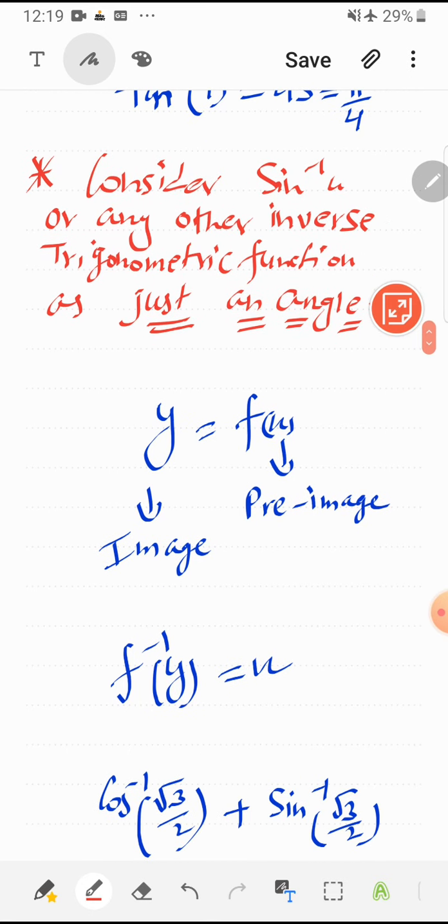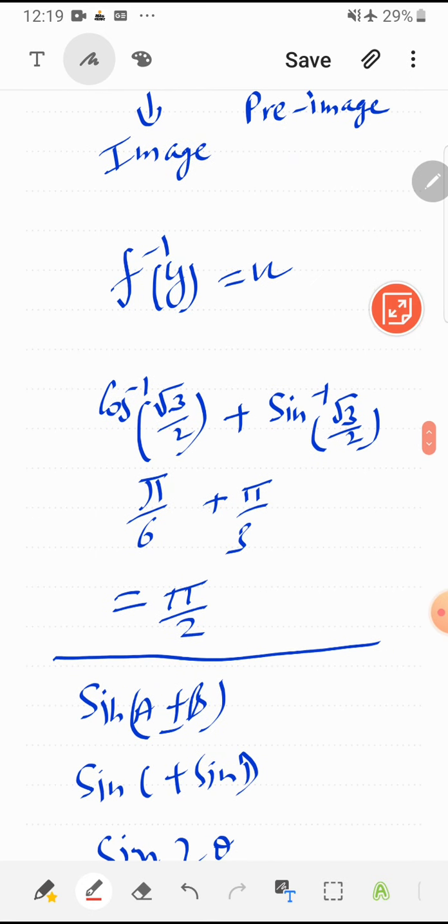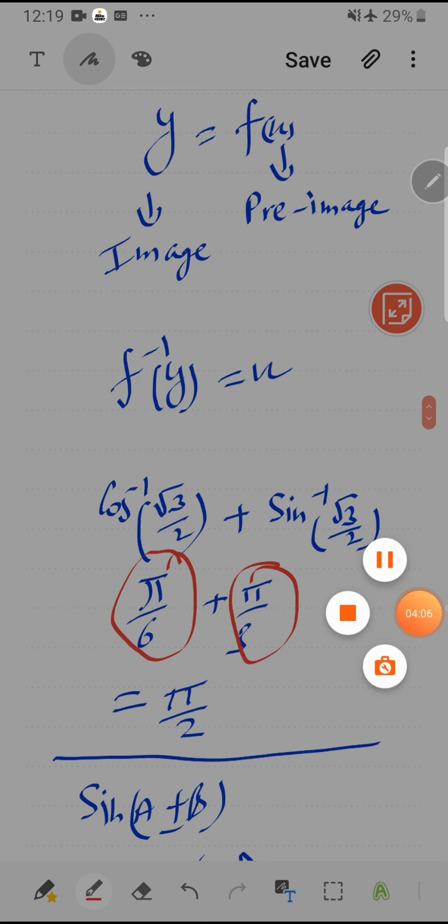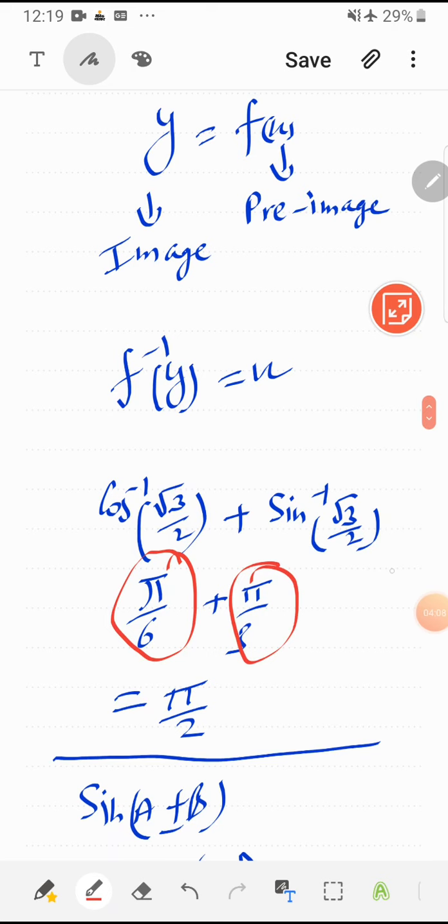Now suppose cos inverse root 3 by 2 plus sine inverse root 3 by 2. What is the answer? Now cos becomes root 3 by 2 at 30 degree. Sine becomes root 3 by 2 at 60 degree. So the answer is pi by 2. So this is how trigonometry works.